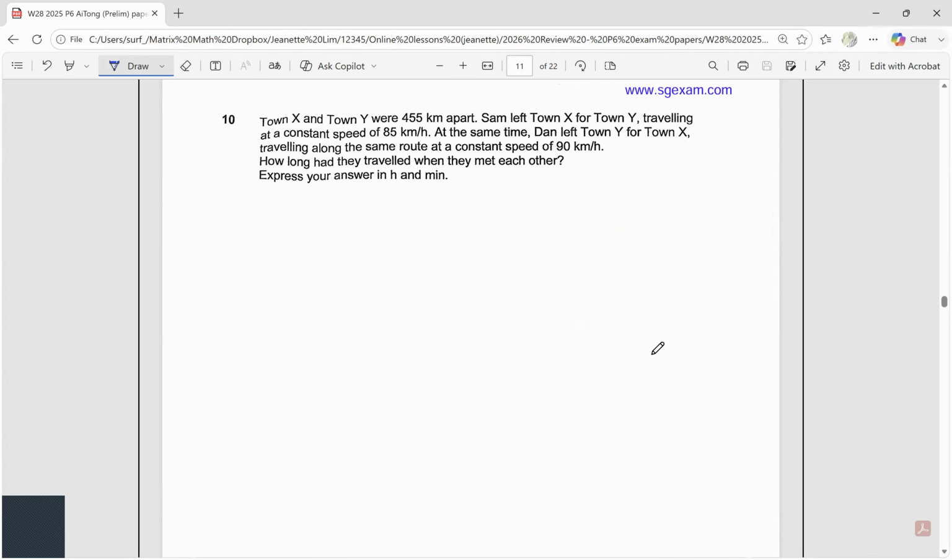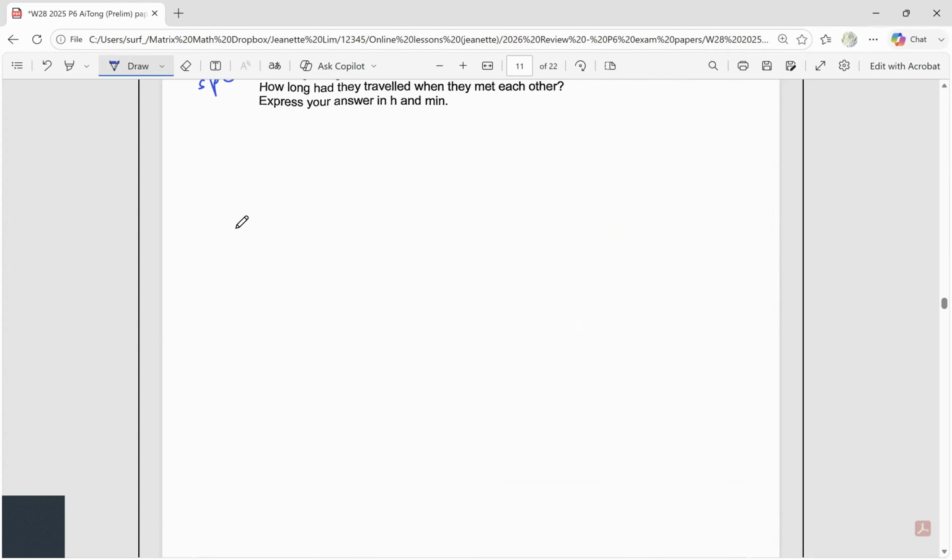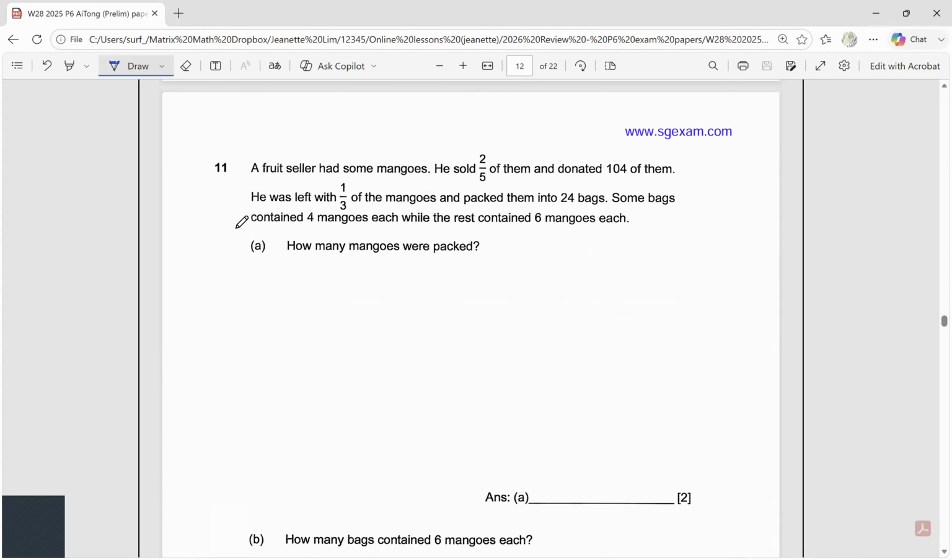Question 10 is on speed, so let's skip this question. Question 11. A fruit seller had some mangoes. He sold 2/5 of them and donated 104 of them. He was left with 1/3 of the mangoes and packed them into 24 bags. Some contained 4, some contained 6. So how many mangoes were packed?